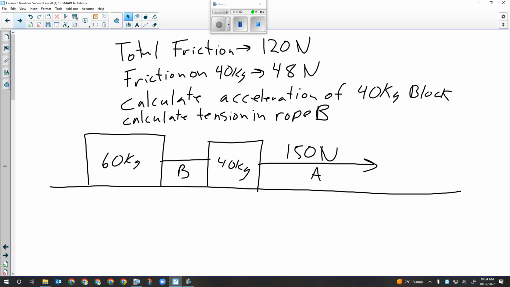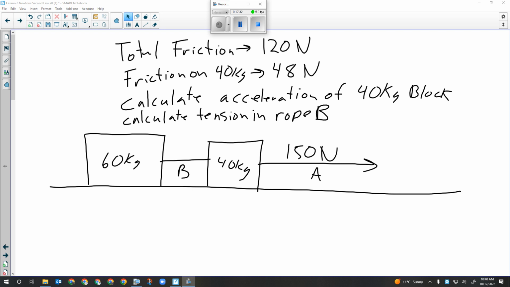All right, we did one like this last week. So the total friction on the system is 120 newtons. The friction on the first block, the 40 kilogram block, is 48 newtons. I want you to calculate the acceleration of the 40 kilogram block and the tension in rope B, and see what we remember from these multiple mass system questions.